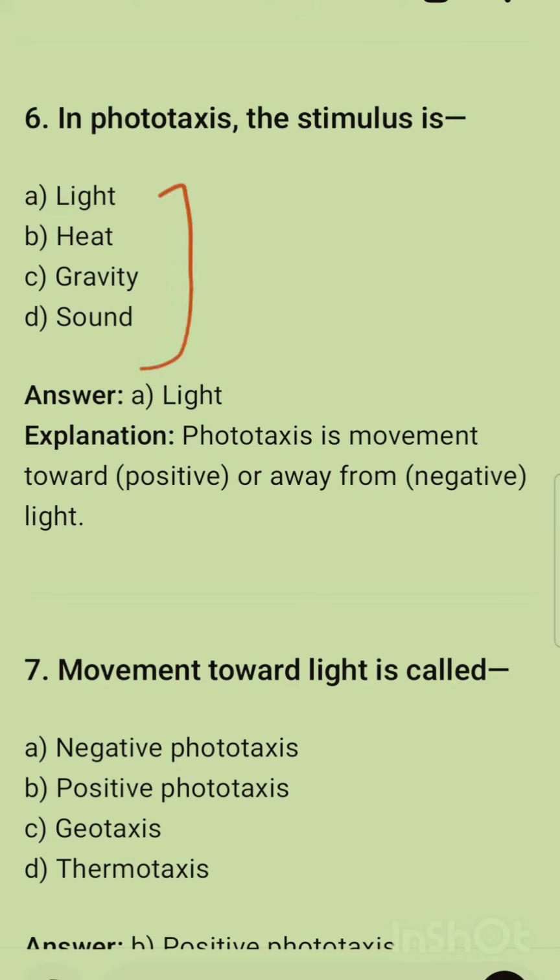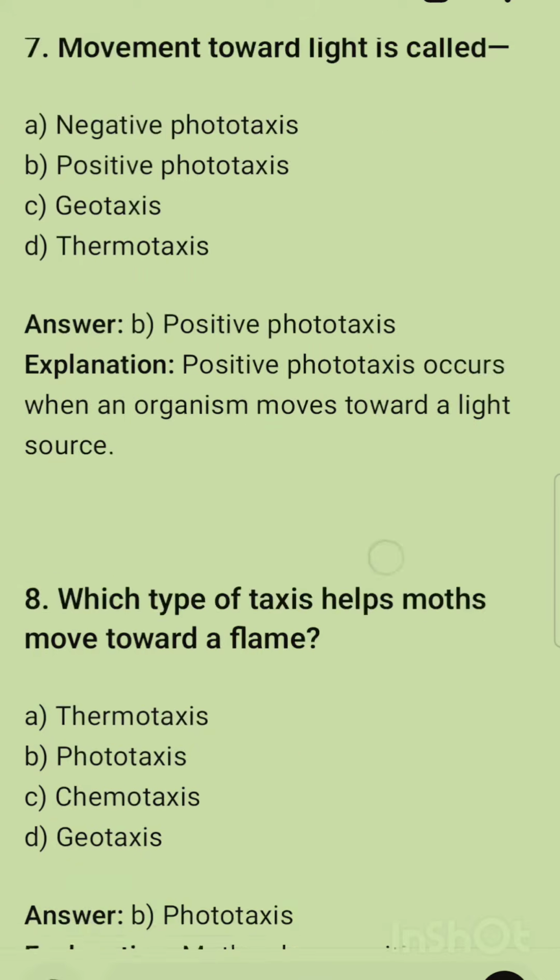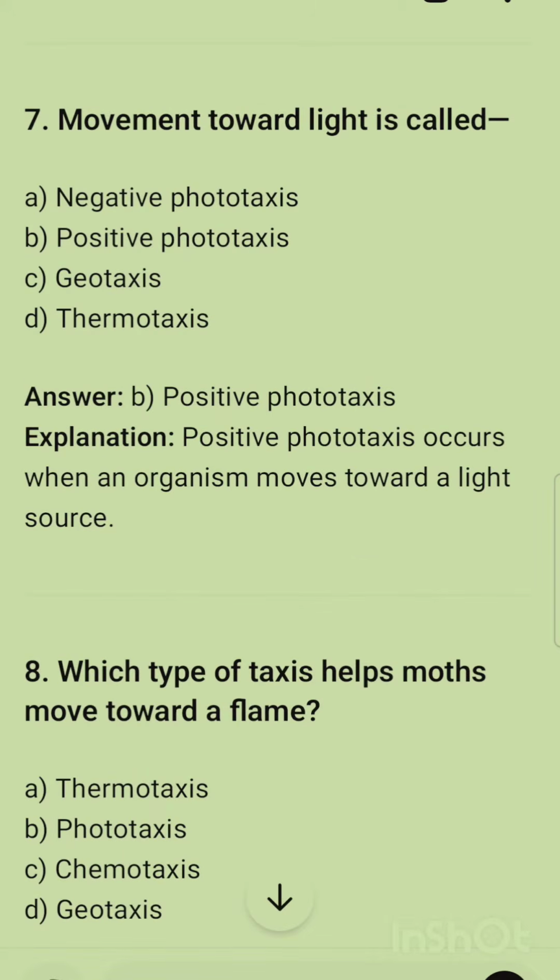Next question is in phototaxis, the stimulus is. Options are light, heat, gravity, and sound. You know photo means light, and the correct option is A, that is light. The next question is movement towards light is called. So the movement towards light is called positive phototaxis.